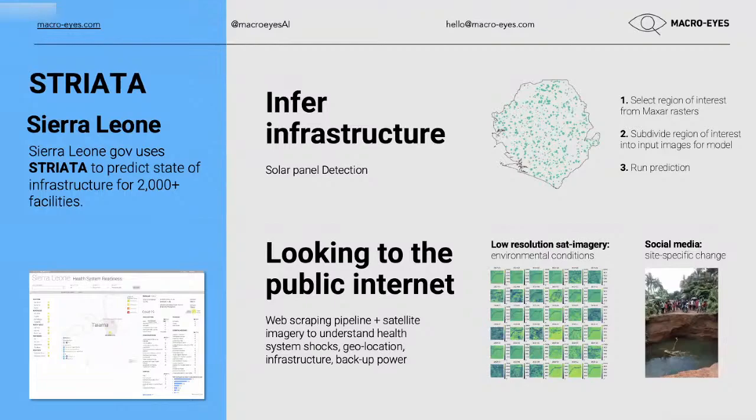We deployed a specialized pipeline for learning from satellite imagery, particularly turned towards this problem of detecting solar panels. The last assessment of the state of backup power, or any sort of power, across the health system for Sierra Leone was 3-5 years ago. The result was an updated MOHS registry of electrification at the site level.